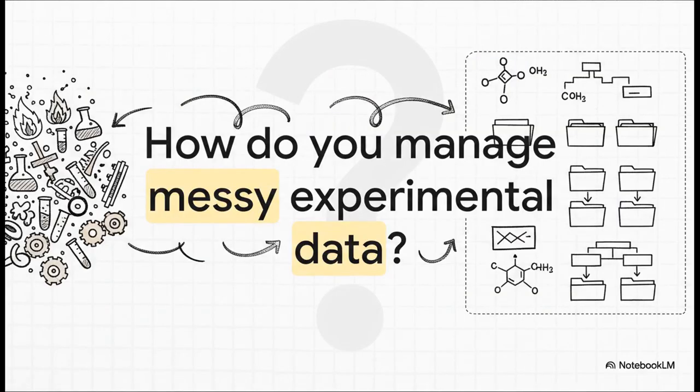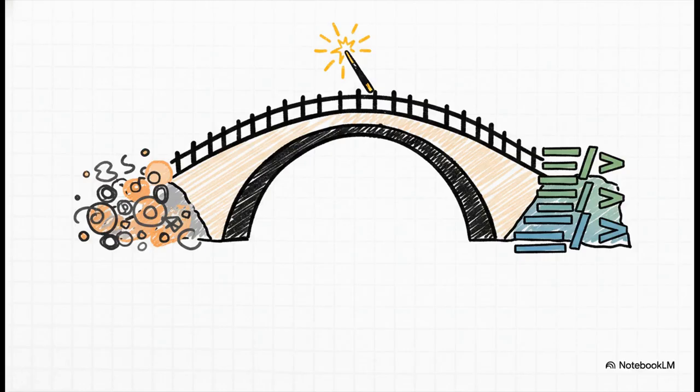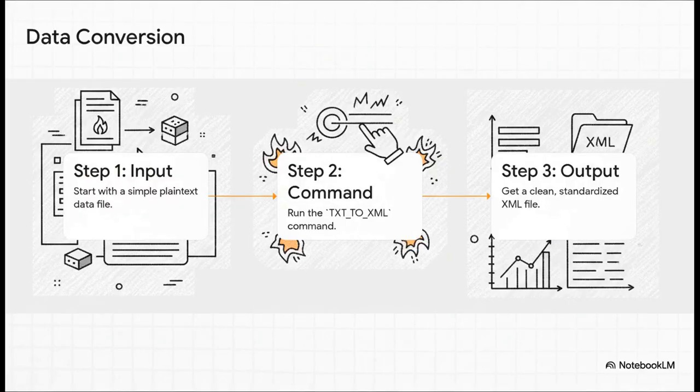Okay, so let's start with the first big headache, dealing with messy, raw experimental data. Optima++ takes that messy text and turns it into clean, structured XML that a computer actually understands. And get this, it's all done with one simple command, txt to XML. Imagine the time saved. It's that easy. You just point to your file, run the command, and boom, structured output.